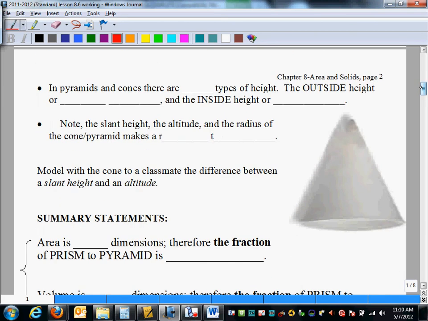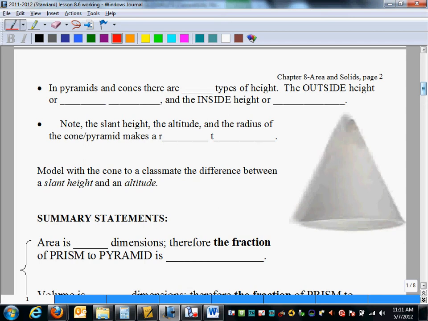Alrighty, guys. Now, we were told that when you have bases, height is the distance between your bases. When you have 2 bases, you only have 1 height. 2 bases, 1 height. That was a cylinder and prism. Say it out loud. 2 bases, 1 height.